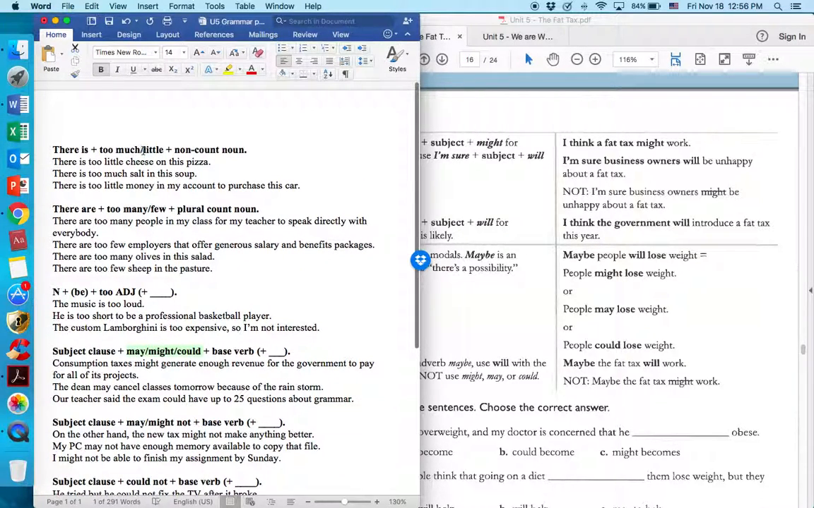If there's too much or too little, we use non-count nouns with there is. It means there's an excessive amount or there's not enough. Similarly, we use there are with too many or too few plus plural count nouns, and that means there is an excessive amount or, again, not enough.